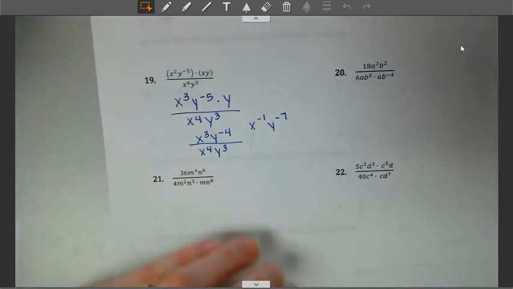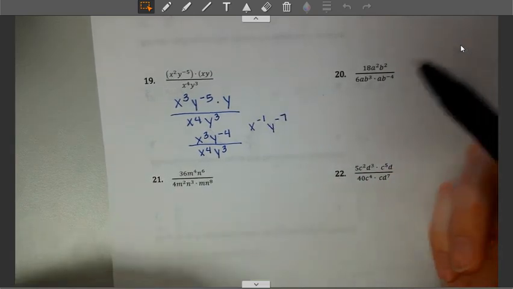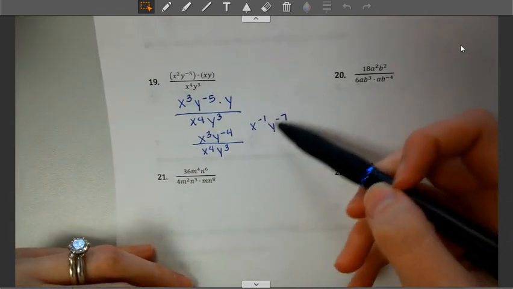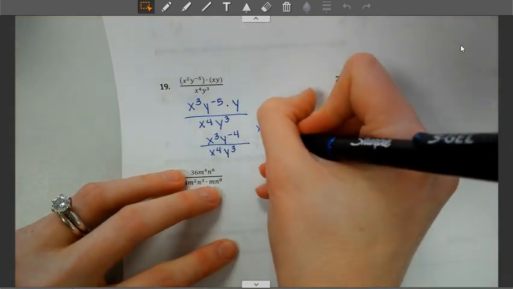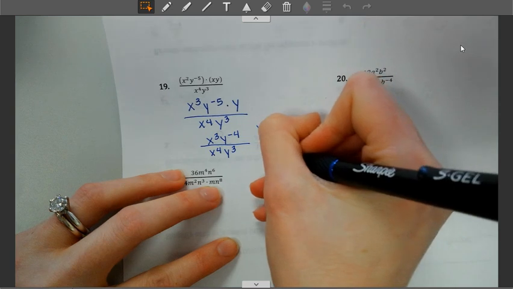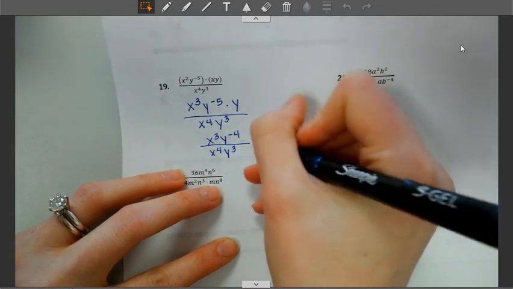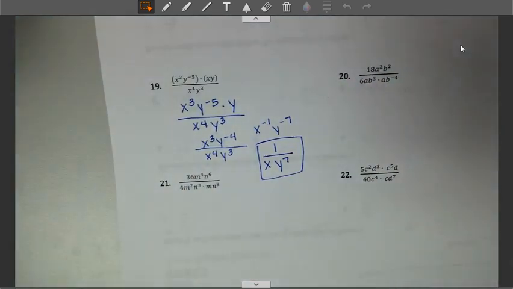Okay, remember when you're subtracting them, things are just in the numerator. So now I have no denominator. Well, these are both negative, so I have to send them to the denominator. So this is going to become 1 over x to the 1st and y to the 7th. And when you send them to the denominator, or when you flip where they are, it will become positive.